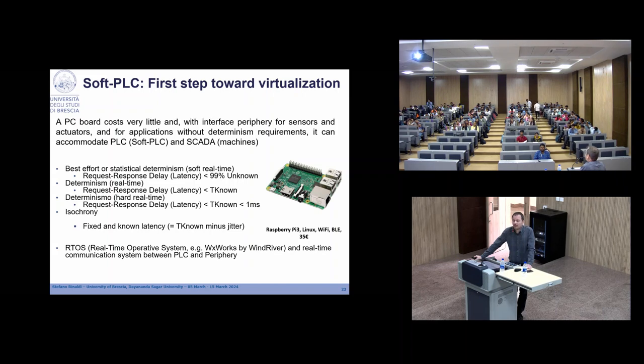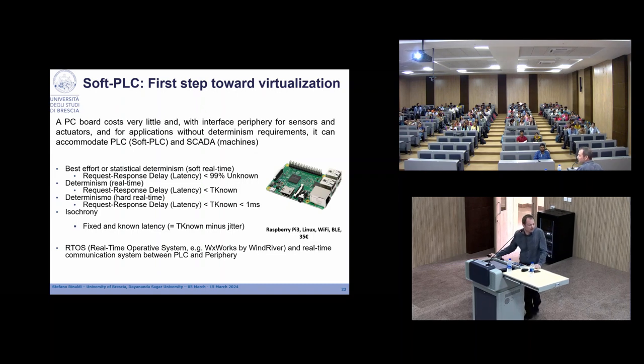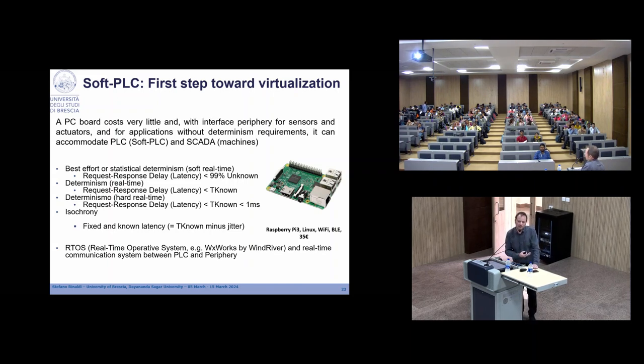Generally, PC platforms are cheaper than a PLC because nowadays they are very common. For example, a Raspberry Pi, a single board computer, costs around 50, probably also less, dollars or euros. So the idea is to investigate the possibility to design a PLC on such a kind of platform. And this approach is called soft PLC.